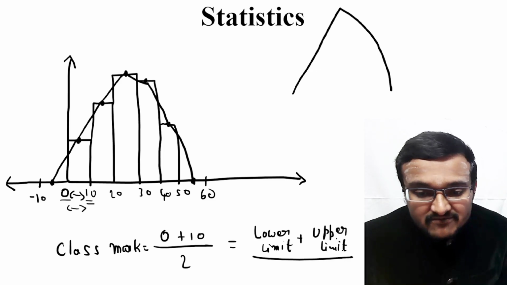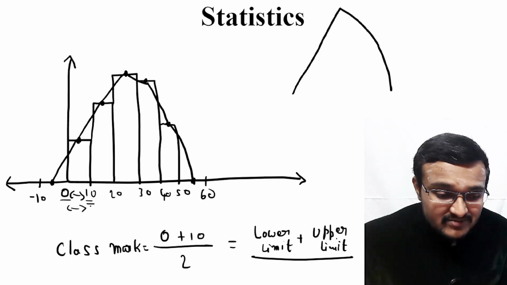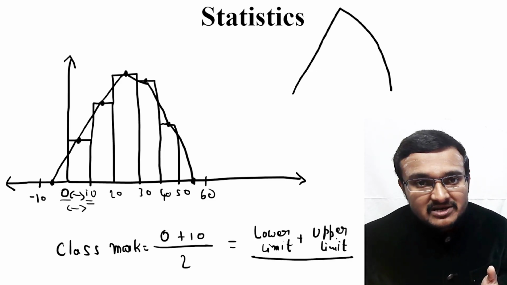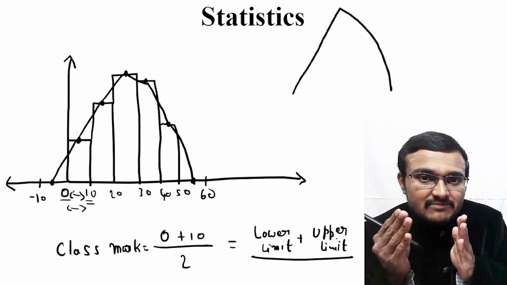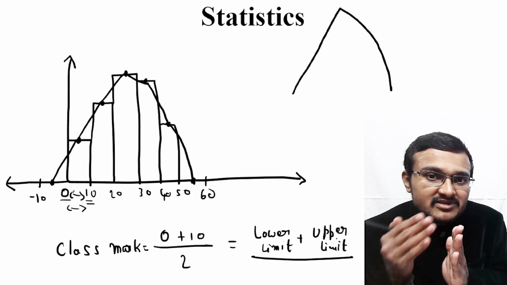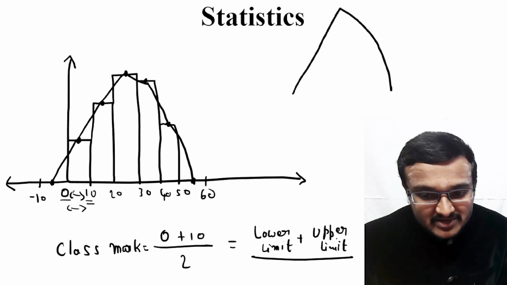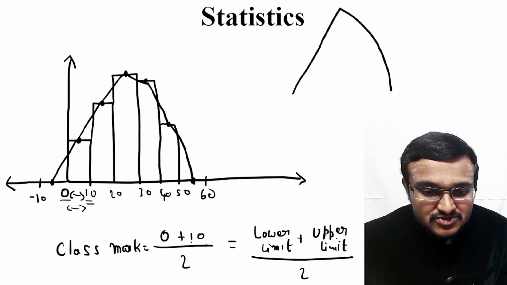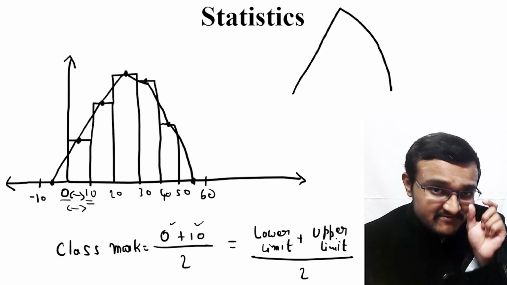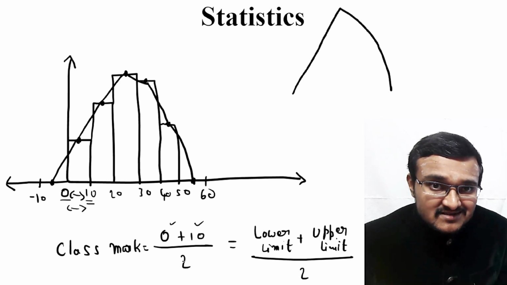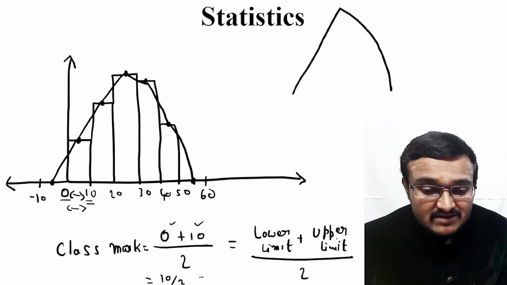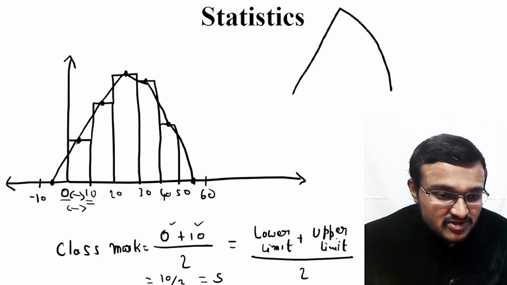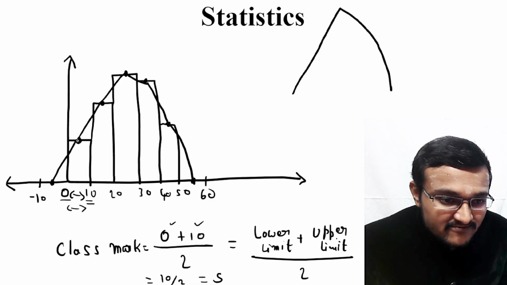So in this range, which is the lower limit? 0 is the lower limit. Which is the upper limit? 10 is the upper limit. In the second range, 10 will be the lower limit, 20 will be the upper limit. In the third range, 20 will be the lower limit, 30 will be the upper limit. So divided by 2. That means 0 plus 10 divided by 2. 0 is the lower limit, 10 is the upper limit in the first range. So 0 plus 10 is 10. 10 by 2 will be 5. So the point will be on 5.